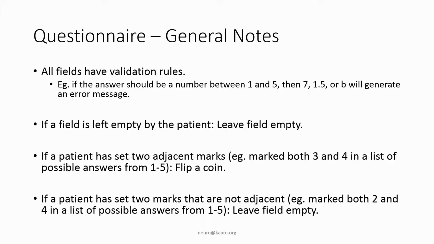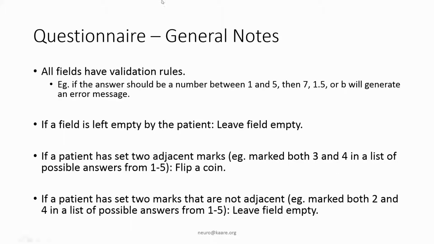A few notes in those cases where the patients have not filled out the questionnaires correctly or completely. If a field in the questionnaire is left empty by the patient, of course, just leave the field empty in the questionnaire in the database also. If a patient has set 2 adjacent marks, for instance marked both 3 and 4 in a list of possible answers from 1 to 5, take one of them at random, for instance flip a coin. And if a patient has set 2 marks that are not adjacent, for instance has marked both 2 and 4 in a list of possible answers from 1 to 5, just leave the field empty.